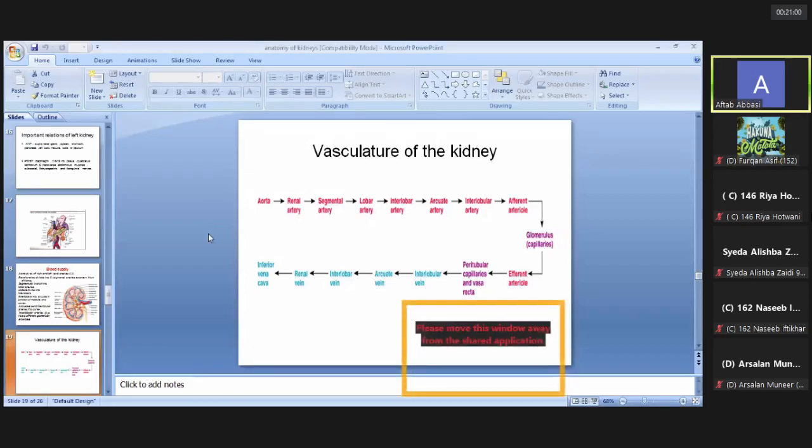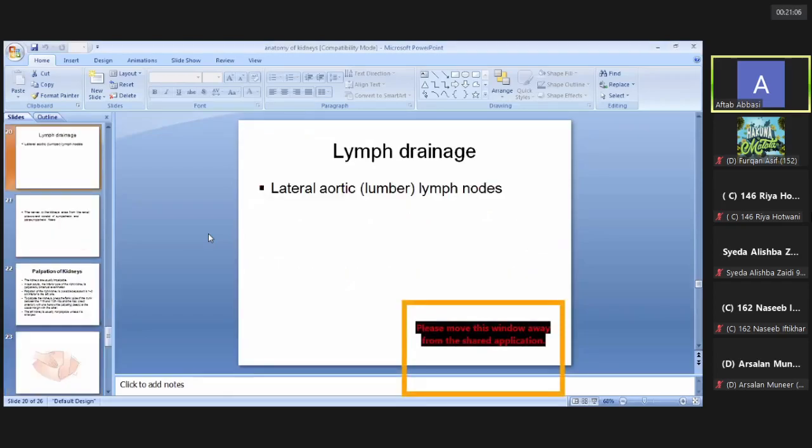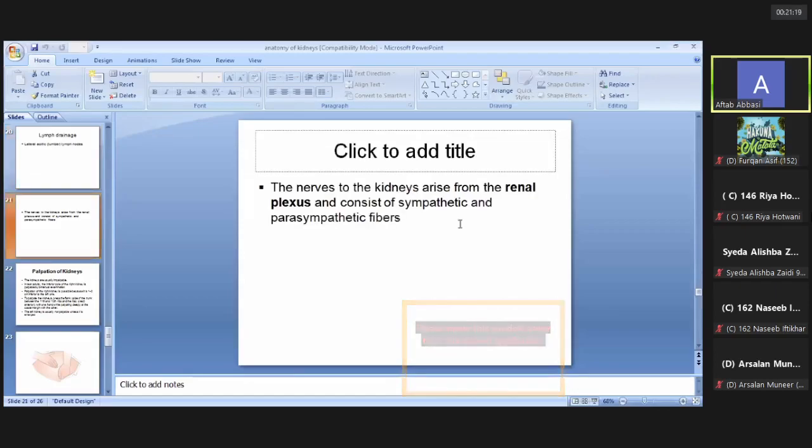That is an important topic related to the structure or anatomy of the kidney, the vasculature of the kidney, or blood supply of the kidney. Then the lymphatic drainage of the kidneys. The kidneys are drained by the lateral aortic, also known as lumbar, group of lymph nodes. The nerve supply of the kidneys arises from the renal plexus that contains both types of fibers, sympathetic and parasympathetic. They run in the form of a plexus, and this plexus is known as the renal plexus.